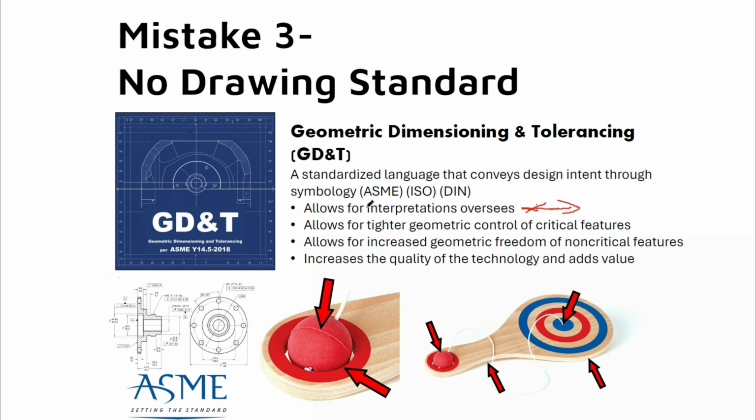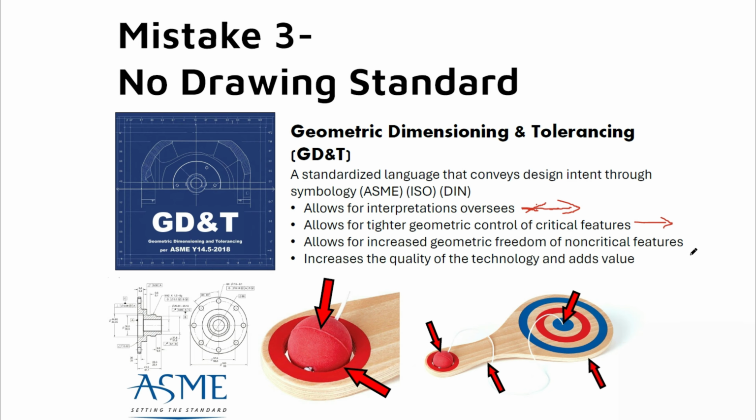GD&T also allows for tighter geometric controls of critical features. If you wanted to explicitly state how to control the size and orientation of certain features, maybe this hole here, what is the position tolerance, what is the angularity tolerance of it, or how close can this hole at the end of the paddle be to the edge. You can control those with GD&T, and that is a standard that every manufacturer speaks or should be able to understand. And on the other hand, it allows for increased geometric freedom on non-critical features.